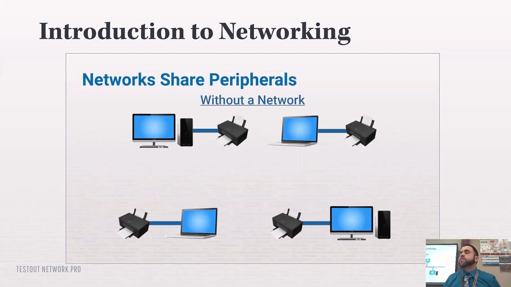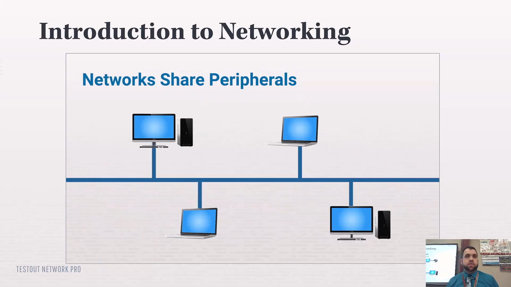So like we talked about before, what are networks for? The biggest thing is to be able to share peripherals, because if we didn't have a network, this is what our networks would look like, right? Everybody would have their own printer connected, and we would have to manage those. But with our network, we can actually have a single shared device, maybe a bigger, lower cost device that everybody can have access to, and it can have more features.